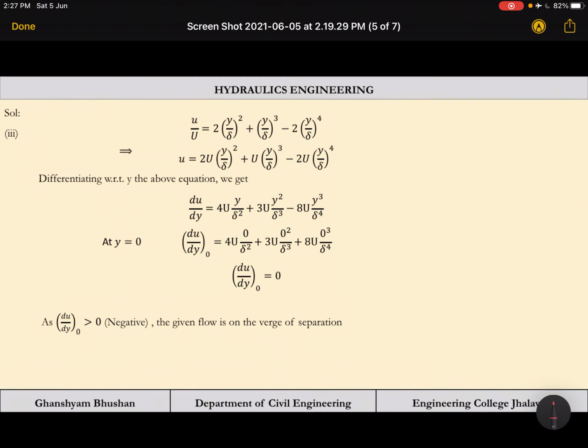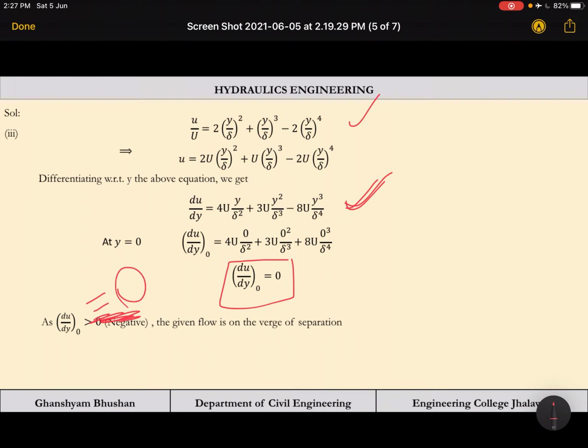Now the third example is this. Separating u on the left hand side and multiplying by capital U on both sides, you get this. This is du by dy. Put y as 0; all the terms contain y, so all the terms become 0. Finally you get du by dy at y equal to 0 as 0. That means this is equal to 0.